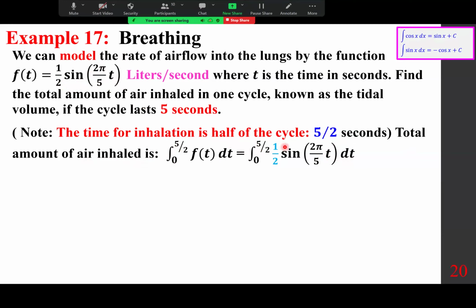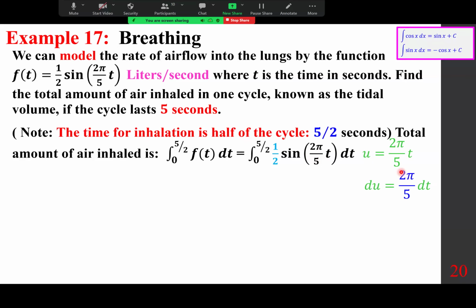I put this in a different color because I want to make a point that this is a multiplier, whether it's inside or outside of the integral sign makes absolutely no difference. It's just a coefficient. So to integrate this, notice we're going to use the substitution by letting u be 2 pi over 5 times t. The derivative of this is 2 pi over 5, everybody. So du is 2 pi over 5 dt.